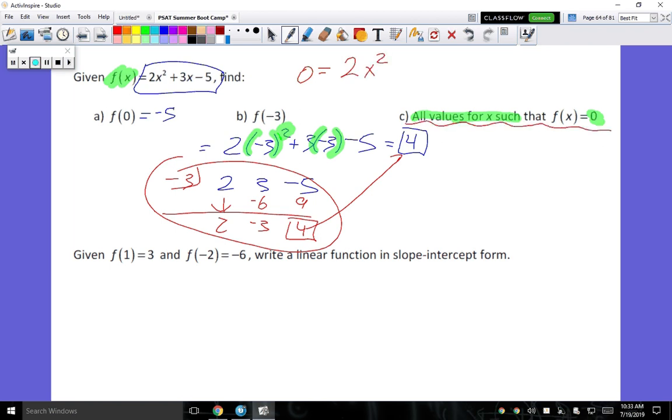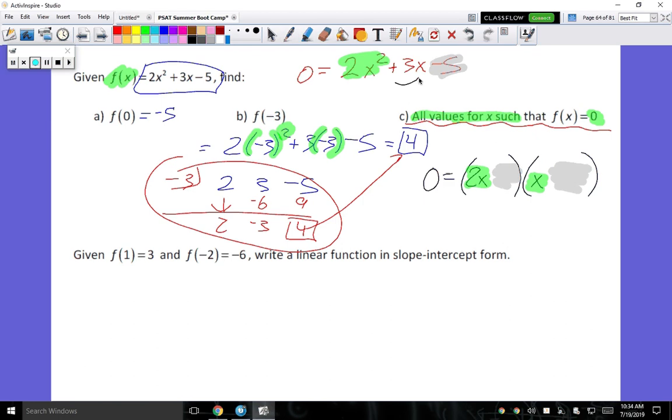All this fancy wording is really just asking you to do what? Set it equal to 0 and solve for x. Factor, right? So if we factor this, my hope is that you look at this first term and know that these two will multiply to get that 2x squared. Then you look at this last term and know that these two will multiply to get 5. And it's either 1 and 5 or 5 and 1.